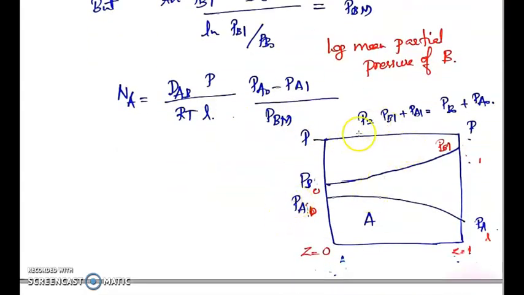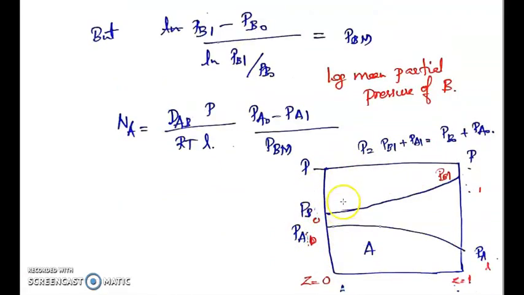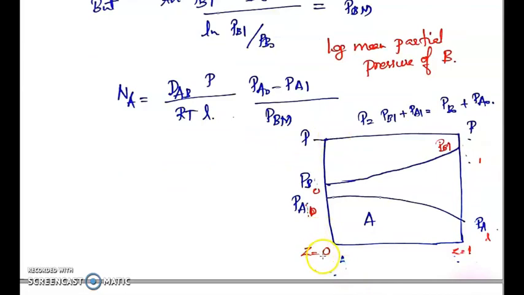Okay, so here what you see is a summary of all the expressions. Let's say we have two locations, z is equal to 0 and z is equal to L. Molecules of A are diffusing in this direction, that is from z equal to 0 to z equal to L. The partial pressure of A at z equal to 0 is PA0, and the partial pressure of A at z equal to L is PAL.